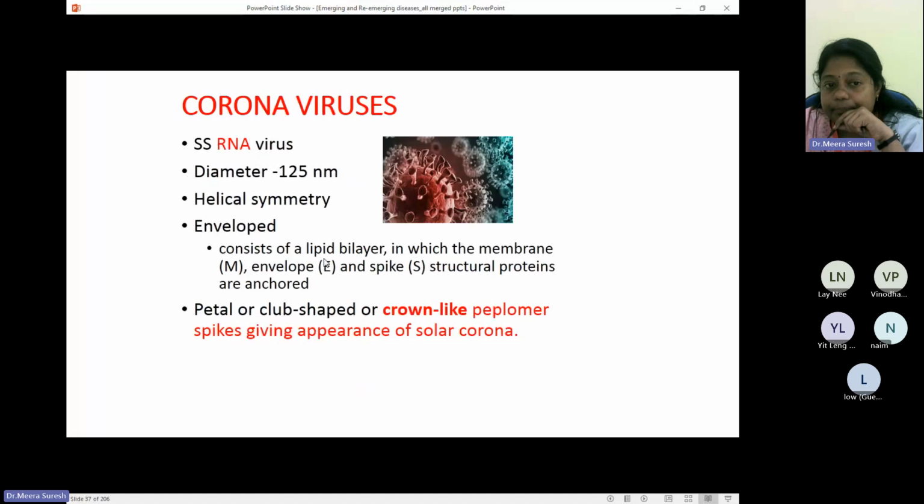We go to the third variety, the coronavirus, because another disease which we have to study is SARS. So this is also an SS, or single-stranded, RNA virus. When we see the envelope, we can see some structural proteins, and those structural proteins give it the appearance of a crown, and that is why it is called coronavirus, like a crown when we see it under the microscope. Giving it the appearance of a solar corona, it got the name coronavirus.